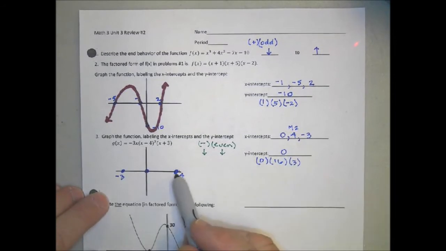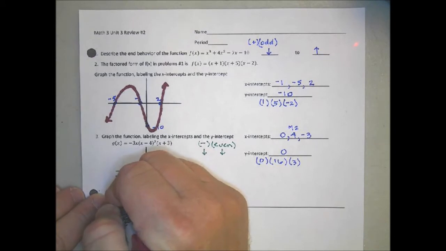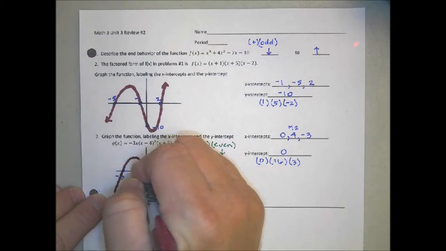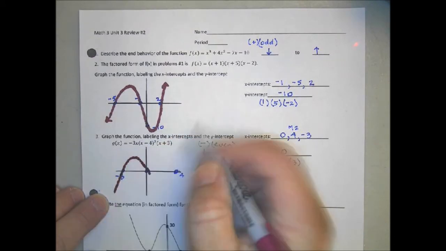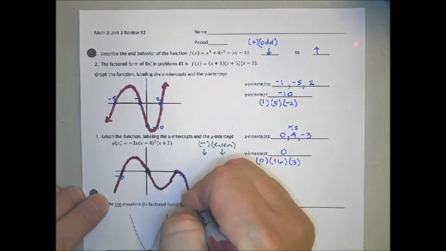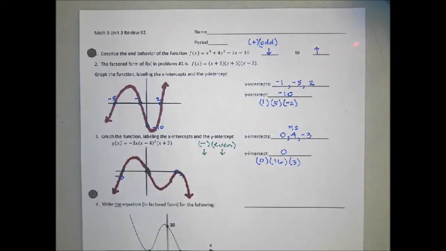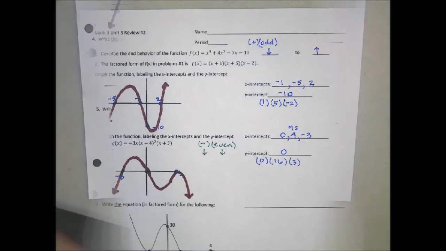And remember, 4 is the bounce. So we're going to start low, come up, come through, turn around, come through, make another turn someplace, and then bounce. And that's the behavior of that graph.